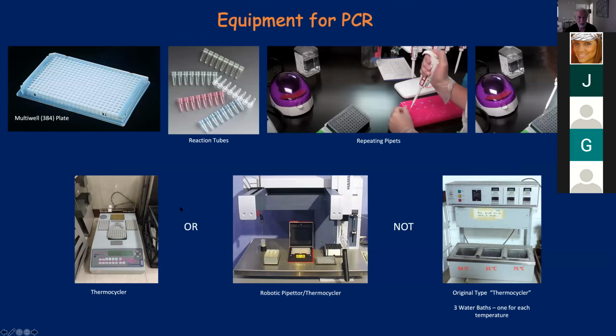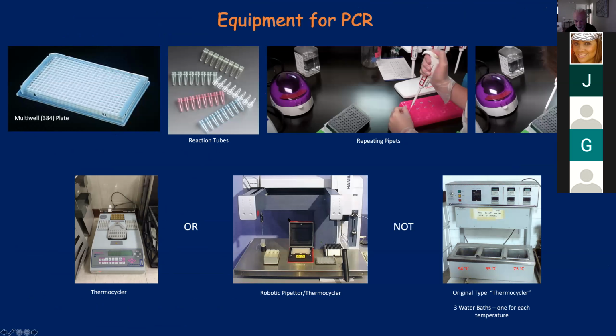And so here's the equipment that you need, either microtiter plates or small reaction tubes. And it's critical to do large numbers to have a thermocycler, which cycles from one temperature to the next temperature to the third temperature and back to the first temperature again. And if you're really sophisticated, you have a robot doing it all.